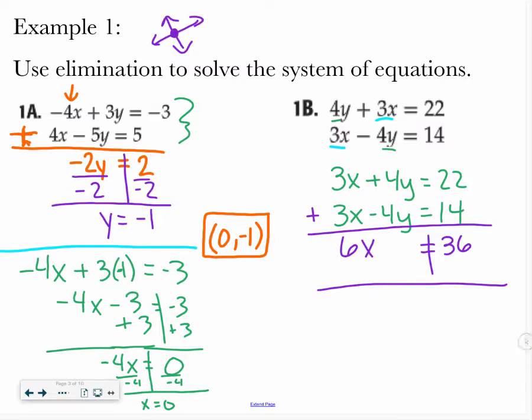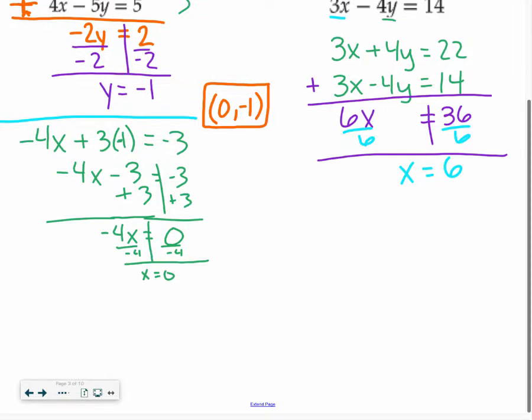So how do I finish solving this? I divide both sides by 6. I'm left with x equals 6. If I keep going, I want to see what y equals. So I pick one of my equations. I usually just pick the top one, but sometimes one is easier than the other. So you can look and see.